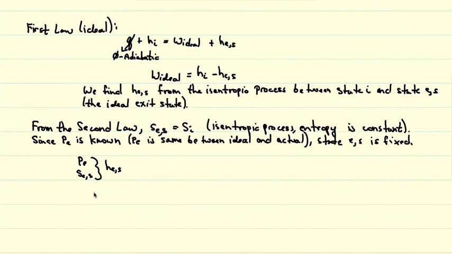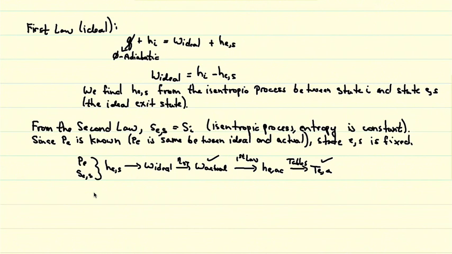Once we know our ideal exit state enthalpy, we can then use our first law equation for the ideal device to determine our ideal work. And once we know our ideal work, we can then use our isentropic efficiency equation to determine our actual work. And this is in fact one of the parameters that we need to determine. And once we determine our actual work, we can then use the first law for the actual device to determine our actual exit enthalpy, HE comma AC. And then by looking up in the tables, once we know our actual exit enthalpy, we can use the tables to look up our actual exit temperature. And that's the second parameter that we were to determine.